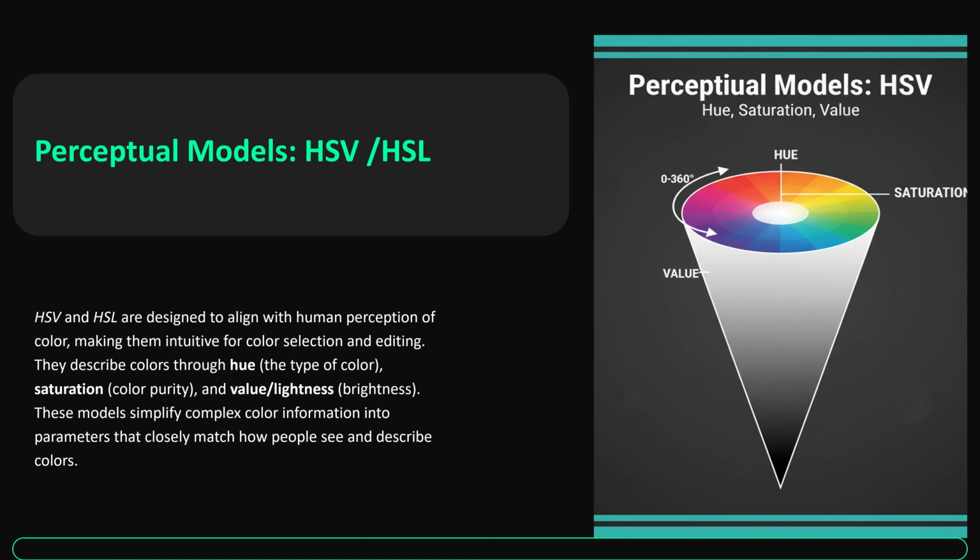The last model is the perceptual model, HSV or HSL. Here HSV represents hue, saturation, value, and HSL represents hue, saturation, lightness. These models are primarily used in software like Photoshop and video editing software to make color adjustments in situ. They are designed for human perception, breaking down color by hue, which is the color or tint. Saturation is the purity of the color, and value or lightness refers to the brightness of the color. It is great for making creative color adjustments naturally in editing software.